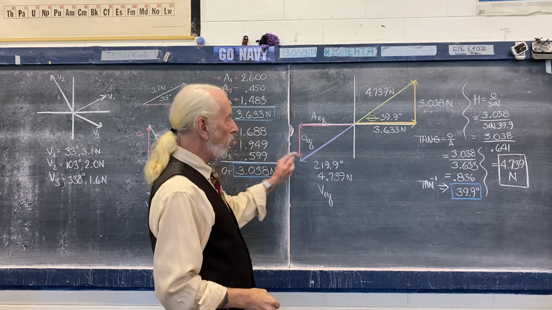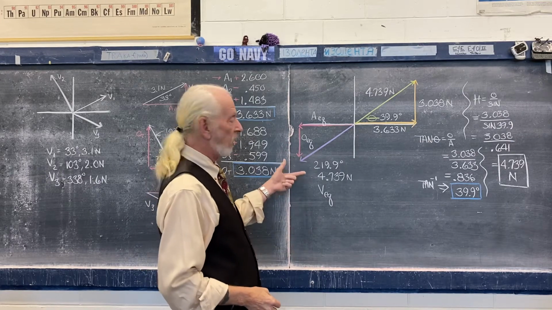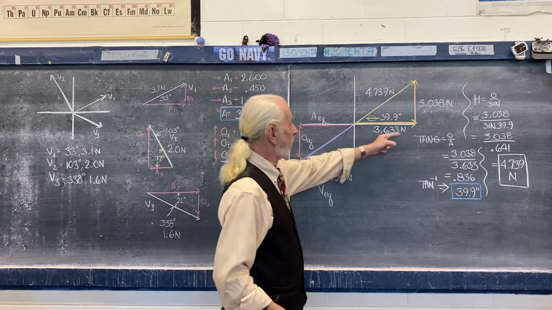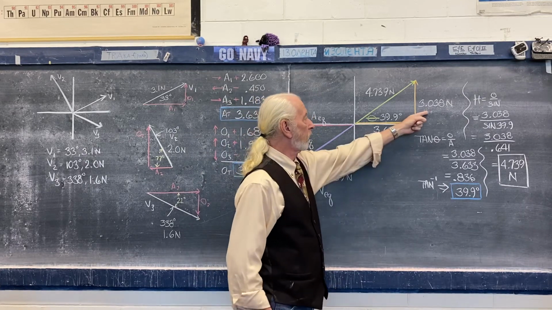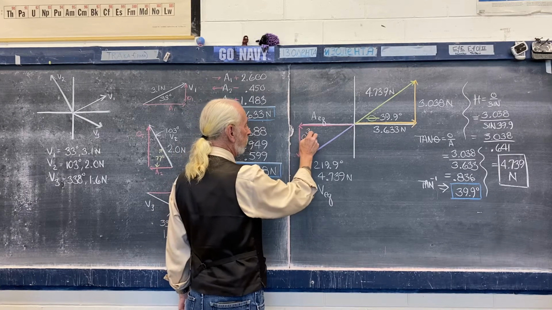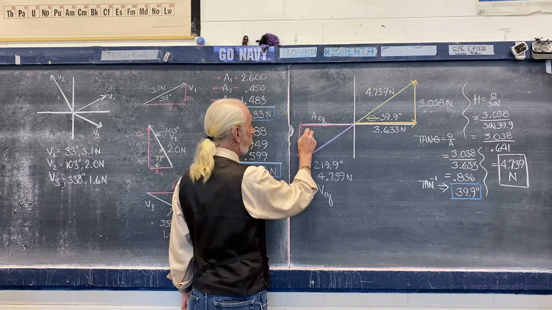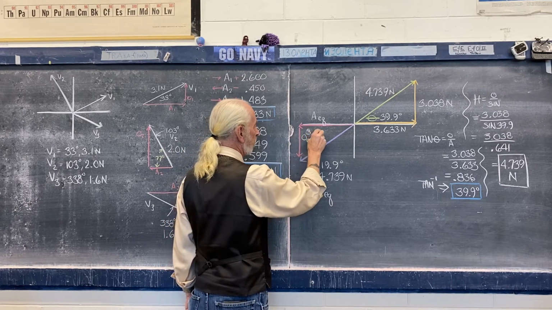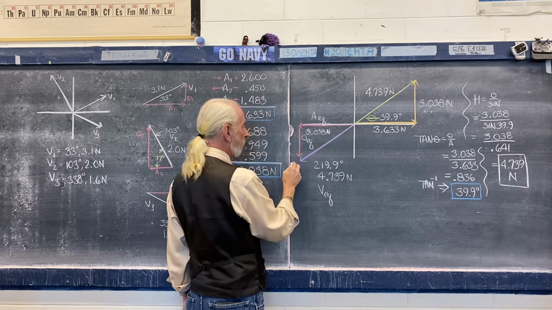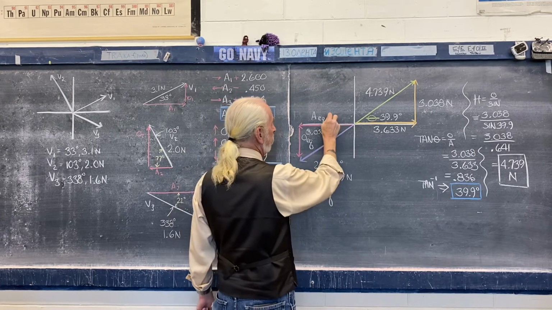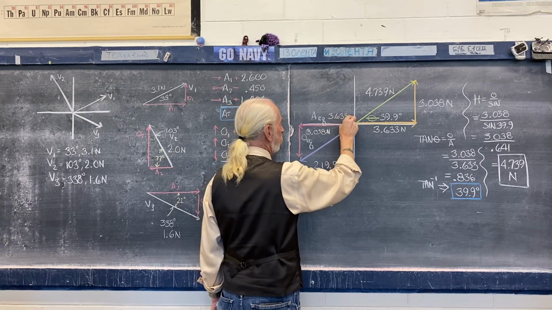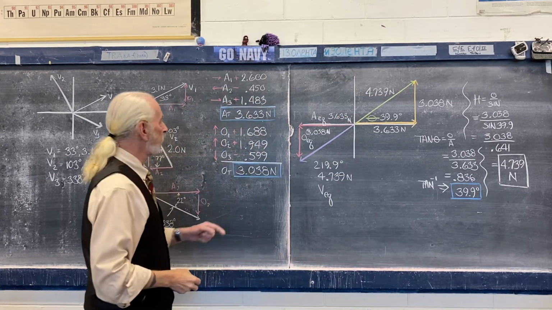And it doesn't take a whole lot of imagination to figure out what the values of these component vectors would be. They'd be the same as their mirror images over here. So this guy right here would be 3.038 newtons, and this guy here would be 3.633 newtons. But here's where it gets interesting.